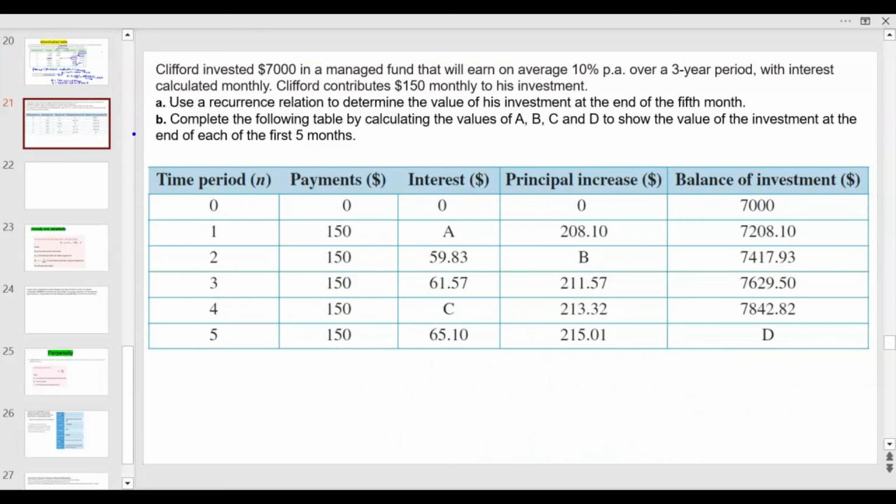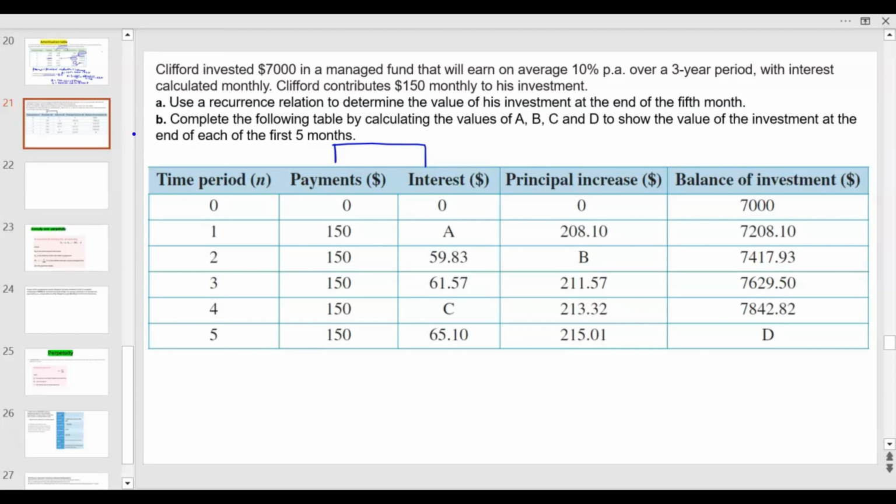Alright, let's have a look at this one. This is also another amortization table. That was a loan. This time it is an investment. Principal increase, how much it is actually increasing from the principal. So this time, the payment plus the interest is what the principal increase equals. It's a little bit different than the one we had before.